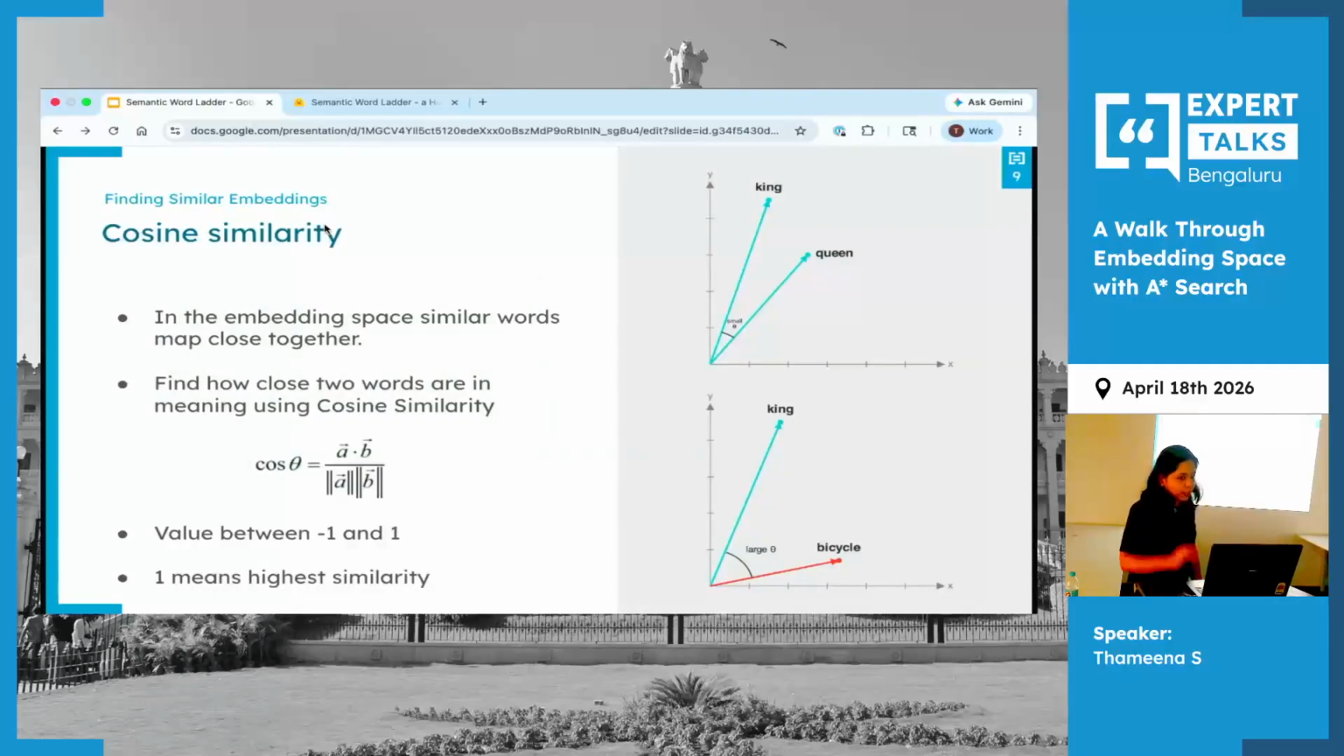Right. Coming back to the formula of cosine similarity, this is how you actually calculate the value of cosine similarity. Now a quick math refresher.